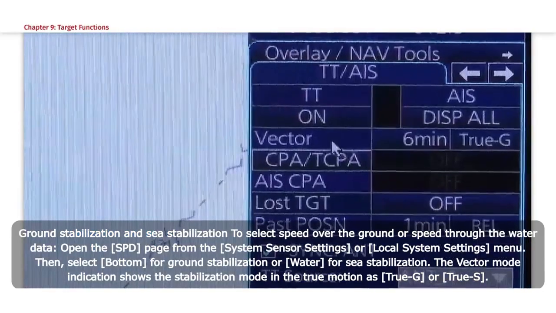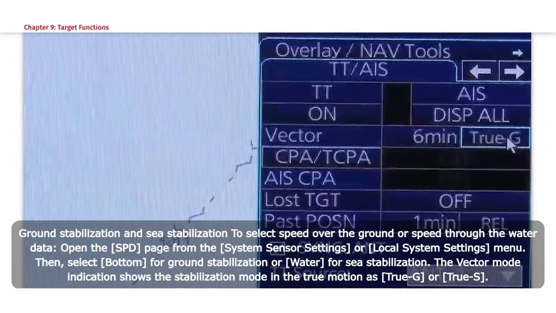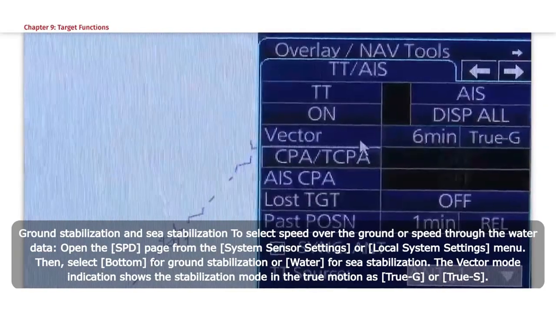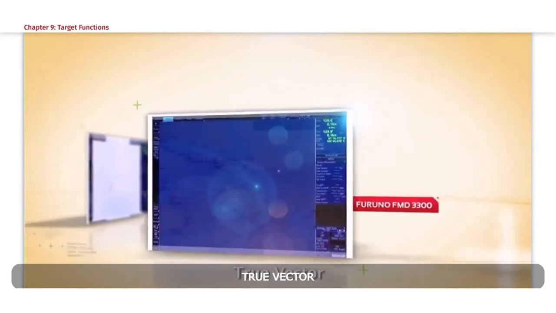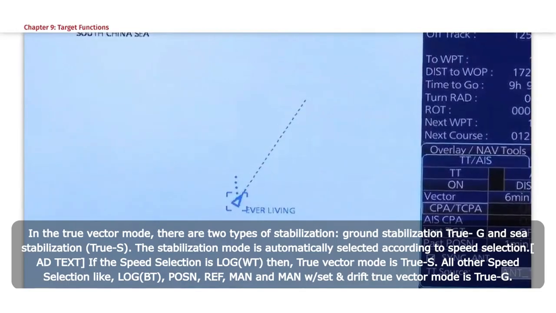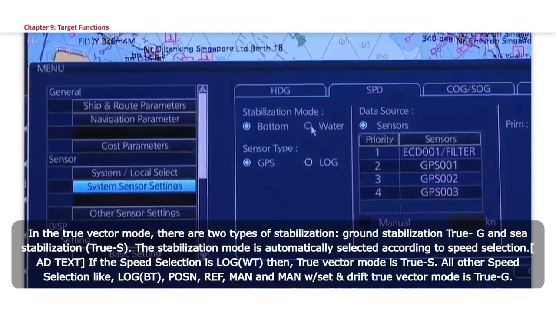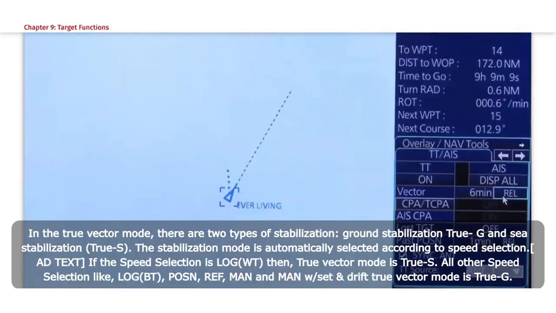The vector mode indication shows the stabilization mode in the true motion as true G or true S. True vector. In the true vector mode, there are two types of stabilization: ground stabilization, true G, and sea stabilization, true S. The stabilization mode is automatically selected according to speed selection. If the speed selection is log WT, then true vector mode is true S.